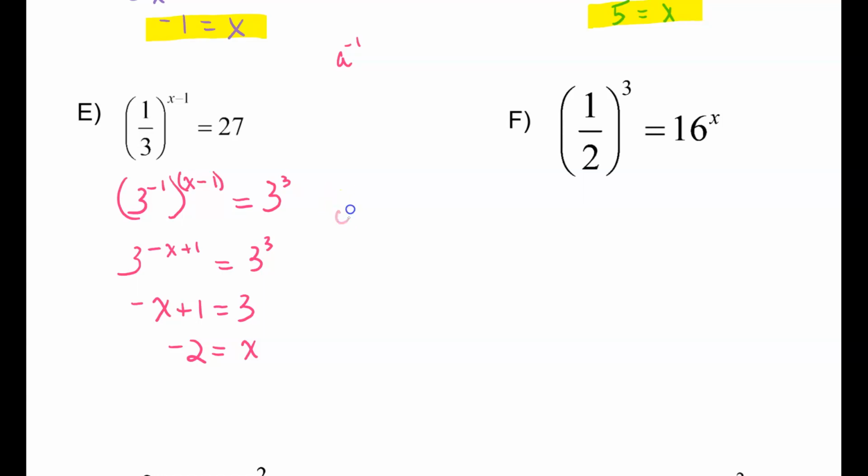Again, just a quick check. If I do 1/3 raised to the negative 2 minus 1 is negative 3, would that be equal to 27? Yes. All right, remember this is the same thing as 1 over 3 to the negative 3.